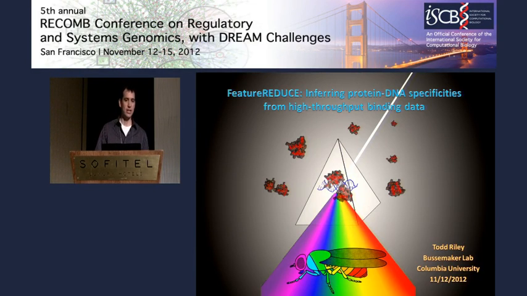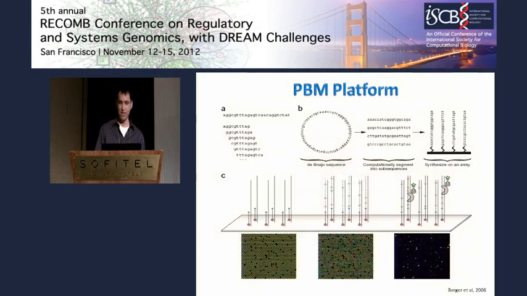And the title of my talk is FeatureREDUCE, Inferring Protein DNA Specificities from High-Throughput Binding Data. So this is an exciting time in the field, and there are a lot of new emerging in vitro high-throughput protein DNA binding assays. And although FeatureREDUCE has been designed to handle many of these new binding assays, today I'm just going to focus on how FeatureREDUCE produces accurate sequence-to-affinity models from PBM binding data.